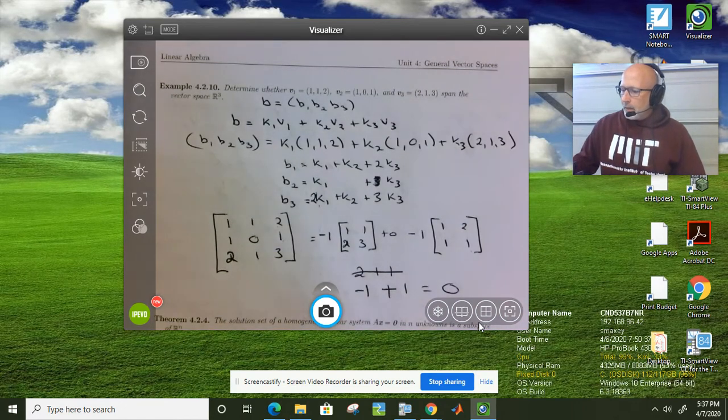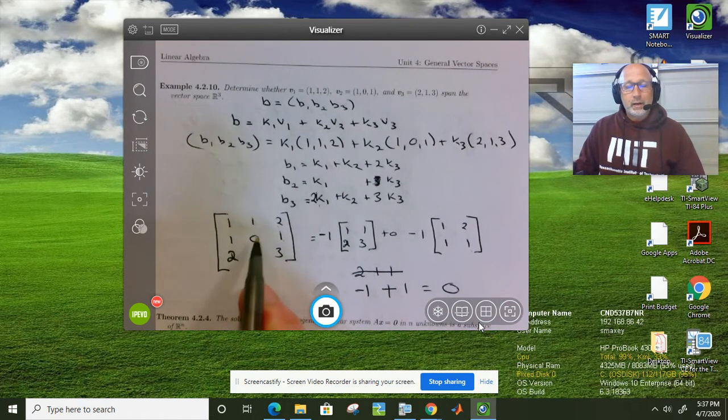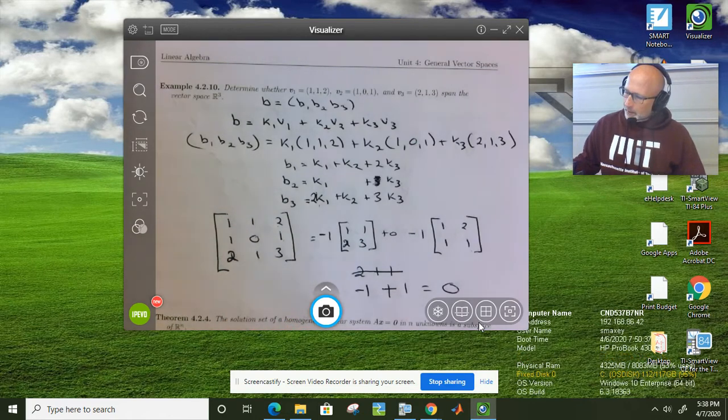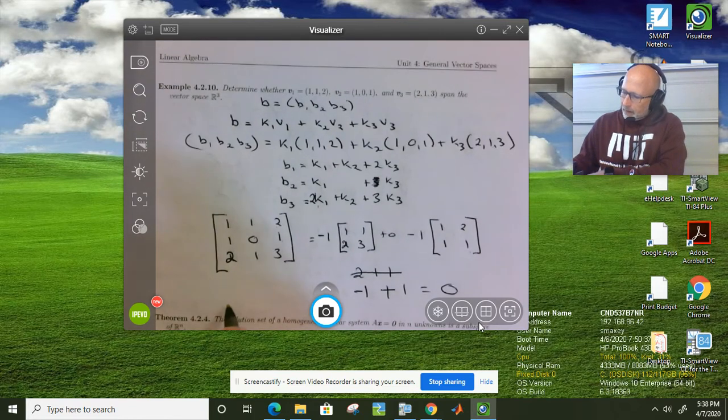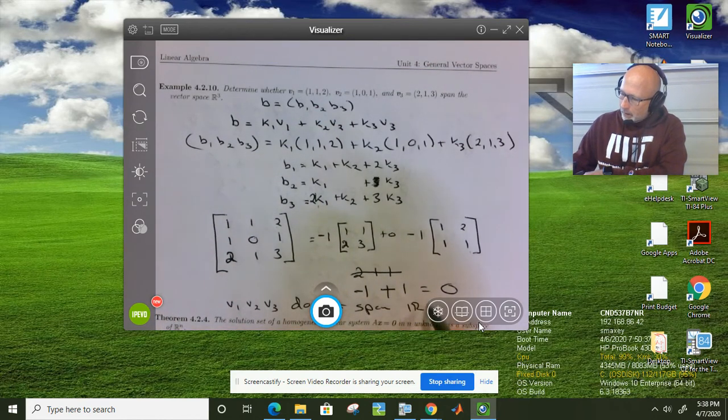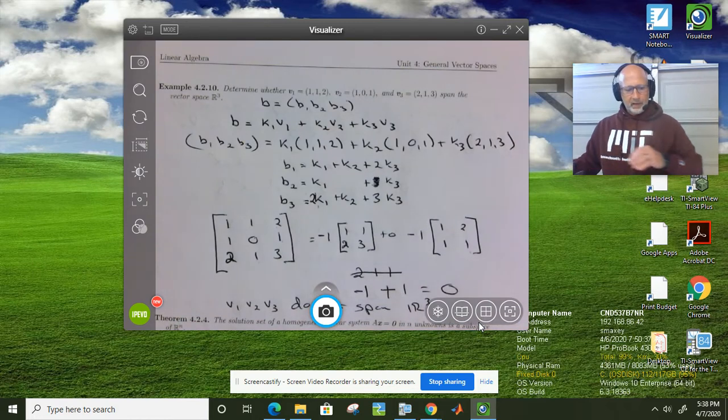Okay, so what I know then is I know the determinant of this matrix is 0. That means it is invertible. So what does that mean? It means that there is no solution set for this. That means that V1, V2, and V3 do not span R3. Okay, so that's what I know.